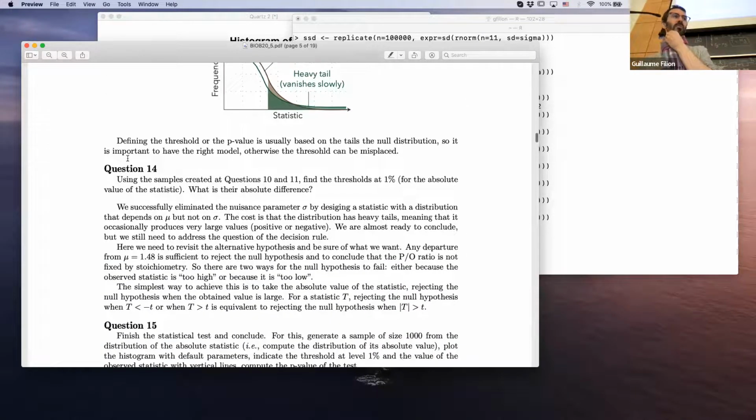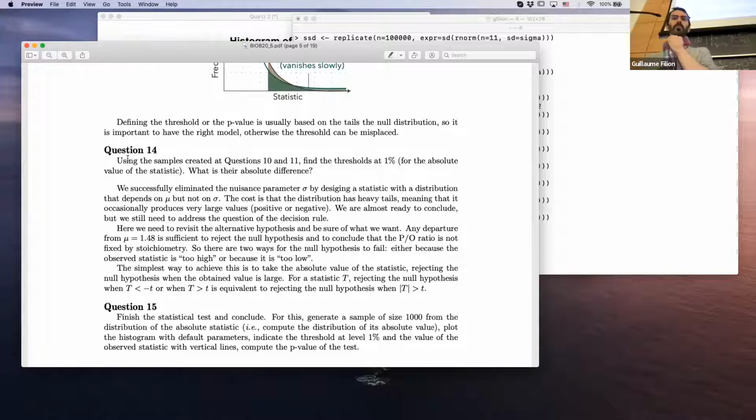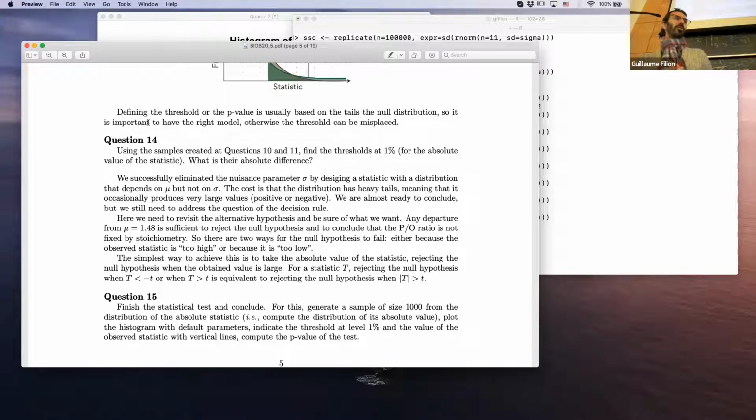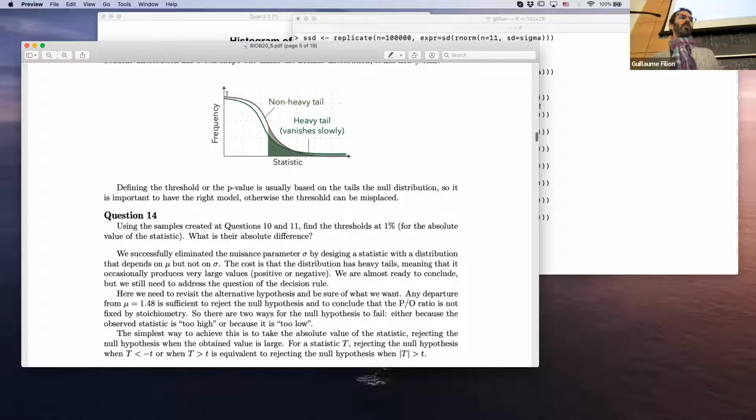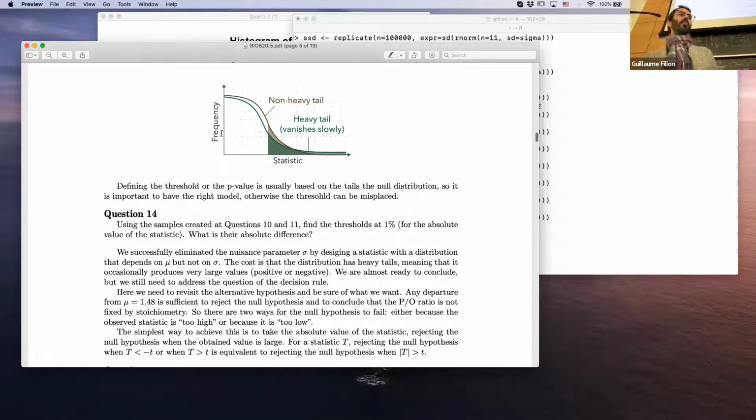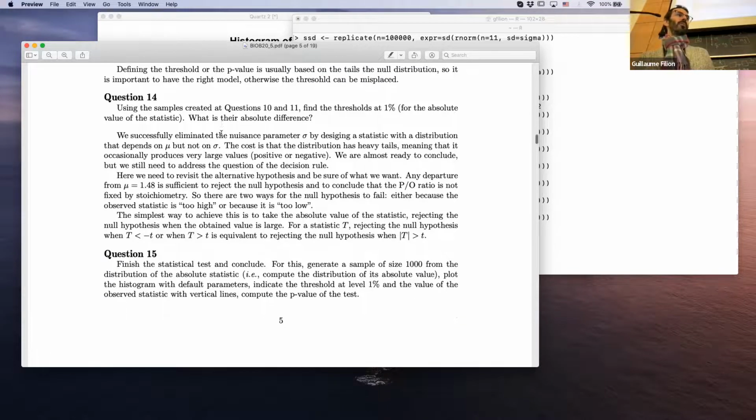And I suppose that some of you know the student t-test. That's actually the distribution of the student's t-test. Defining the threshold or the p-value is usually based on the tails of the null distribution. So it is important to have the right model, otherwise the threshold can be misplaced. We're going to see this in a moment. If you believe that your distribution is the brown one, when in reality it's the green one, you're going to put the borders for the test at the wrong place. So it's important to get this right.